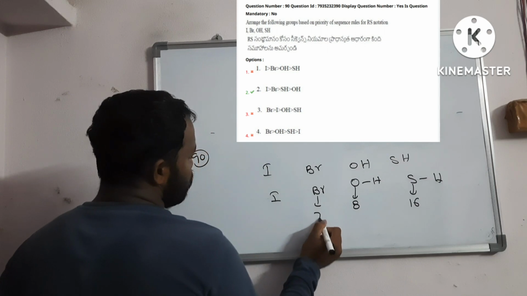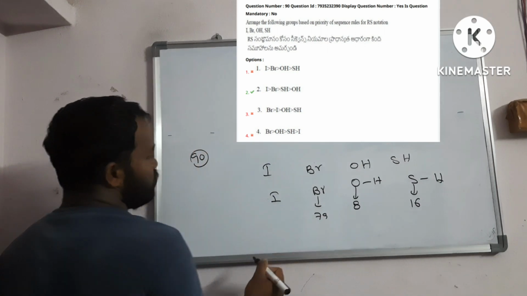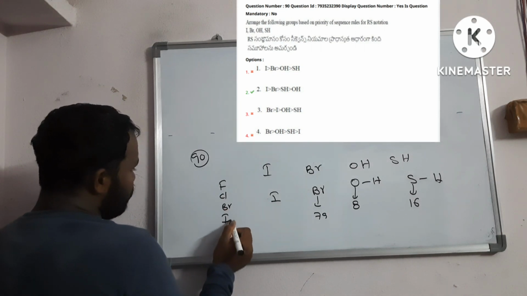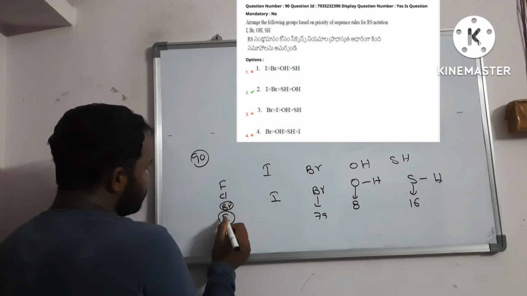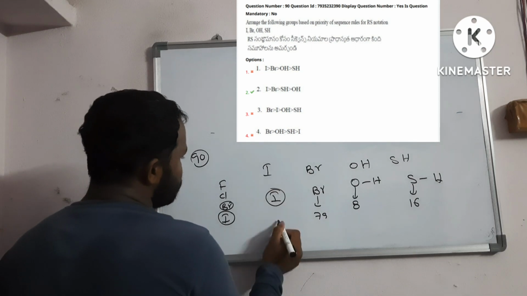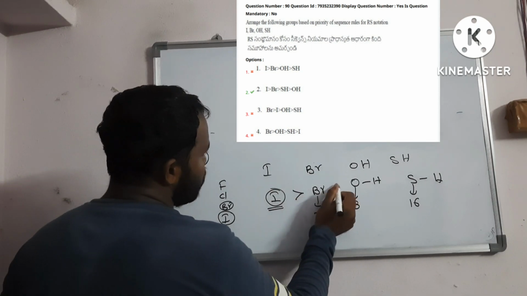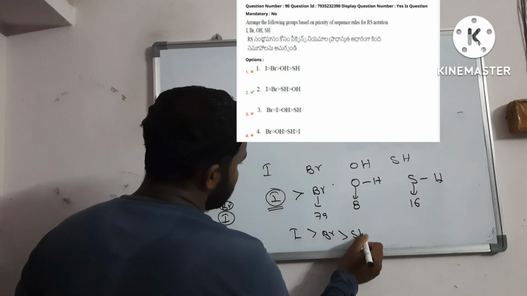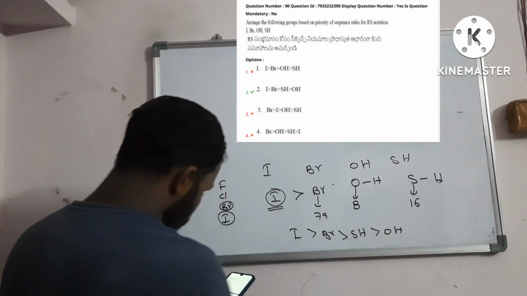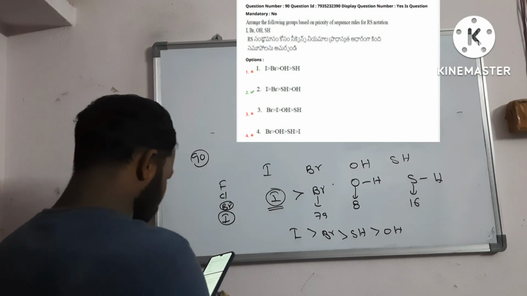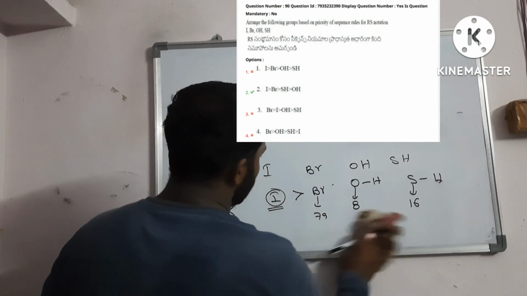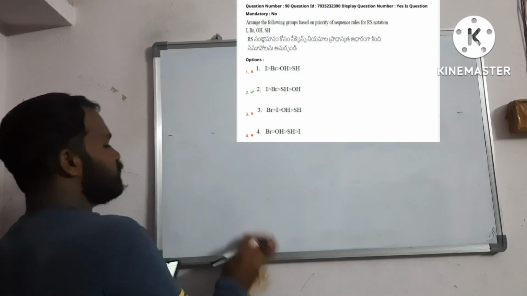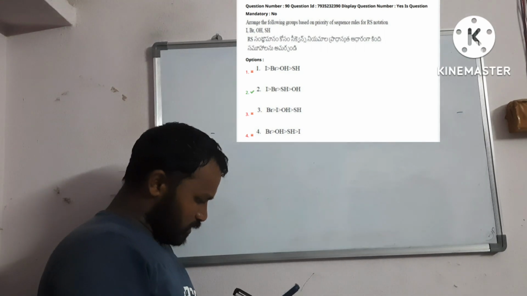Bromine atomic number is around 79 something. Compared to iodine, bromine has the lower atomic number. So first priority is iodine, second priority is bromine, then next is sulfur. Iodine, bromine, then sulfur SH, then OH. This is the order. First option is the correct. Sorry, second option is the correct. Simple concept. Based on atomic number only we give the RS notations.